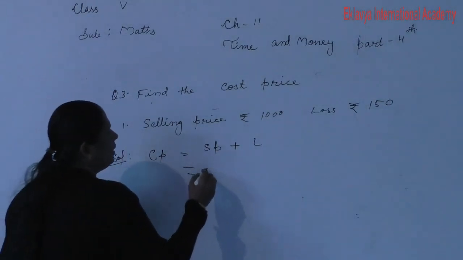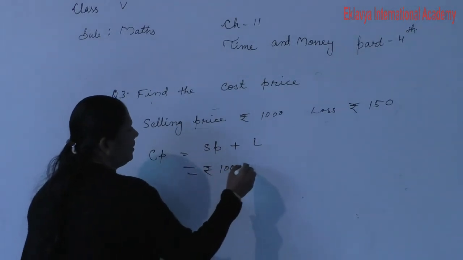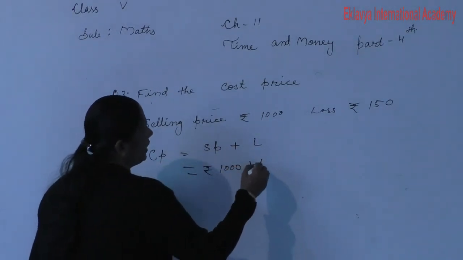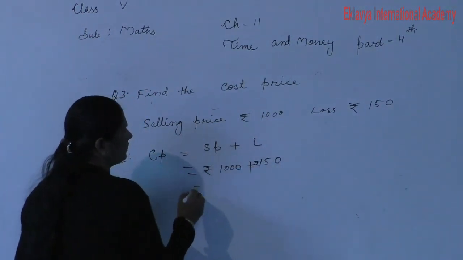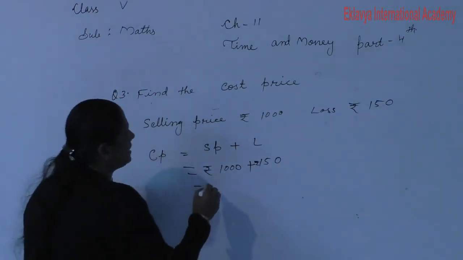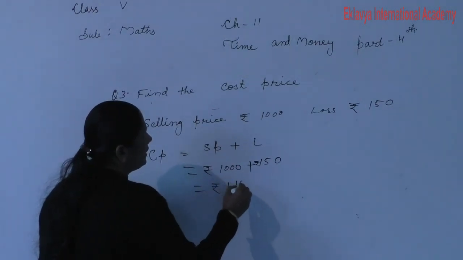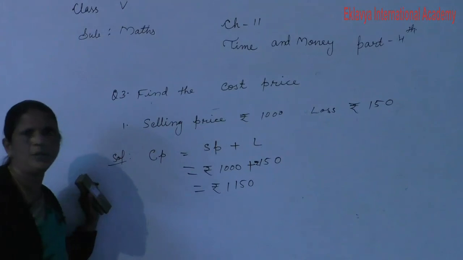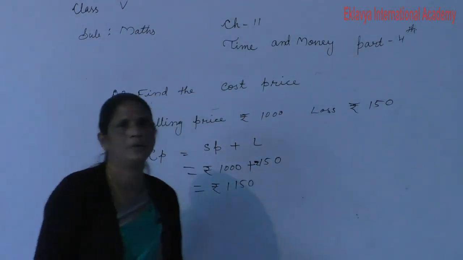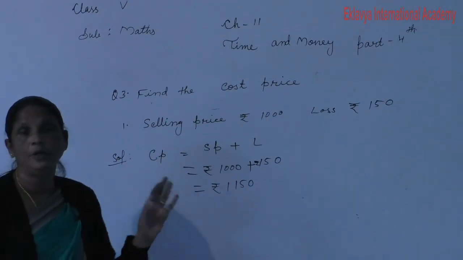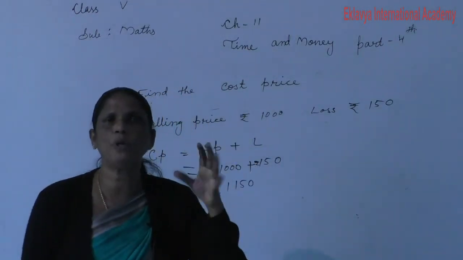Here rupees 1000 plus rupees 150. Then the answer is rupees 1150. Understand? That is profit and loss. First you learn the formulas, then you solve the book exercise.